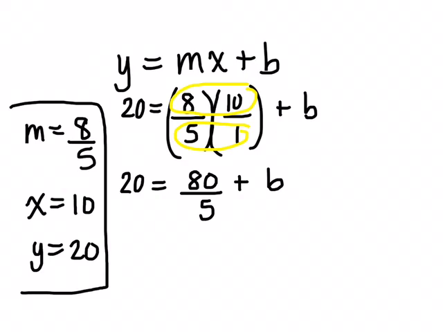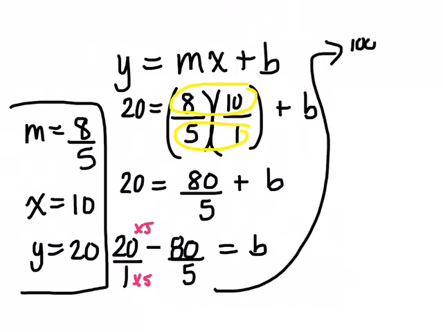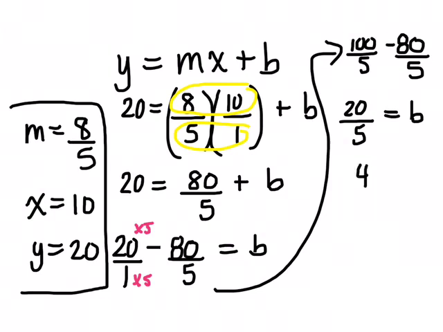Okay, so I'm going to bring 80 over 5 to the other side. I'm subtracting it, so it becomes 20 minus 80 over 5 equals b. When we're subtracting fractions, what do you have to do? I have to find a common denominator. What's the common denominator between 1 and 5? 5. So I need to multiply this and this by 5. What's 20 times 5? I'm just going to do this over here. So it becomes 100 over 5 minus 80 over 5 is equal to b. What's 100 take away 80? 20 over 5 equals b. What's 20 divided by 5? 4 is equal to b.